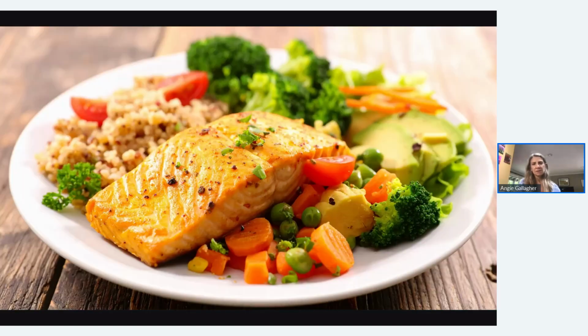Okay, so here's just a perfect example of a healthy plate. If your plates look like this, generally speaking, you are doing amazing. This is a healthy protein, healthy fats in the salmon. The salmon has all of it. It's got the protein and the healthy fat. You've got some healthy fat in the avocado. You've got complex carbs in the quinoa and complex carbs in the veggies. Like, that's a beautiful plate.